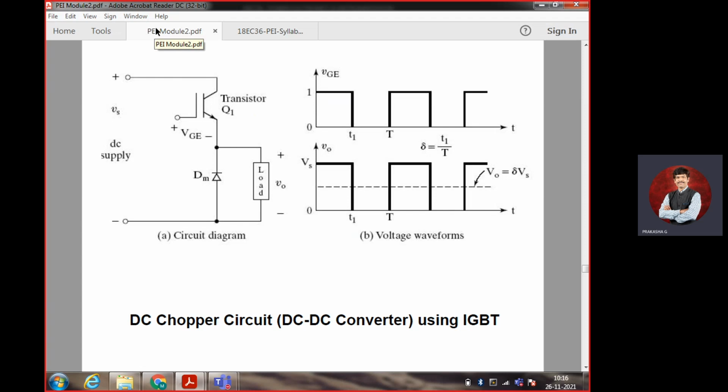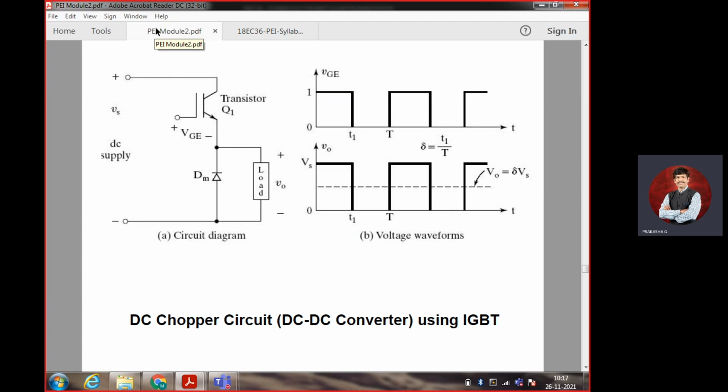I will not use UJT. I will be using the bipolar junction transistor, or the insulated gate bipolar junction transistor.